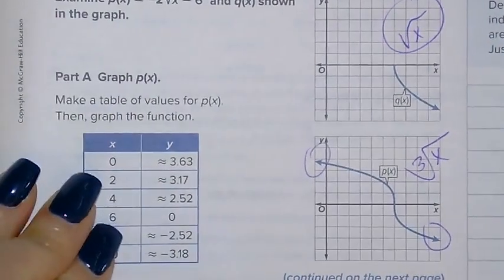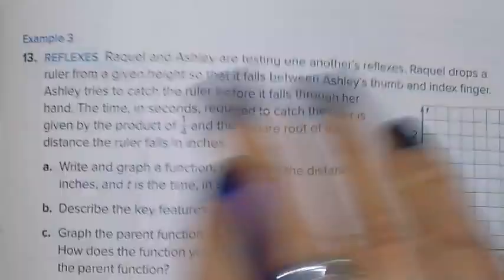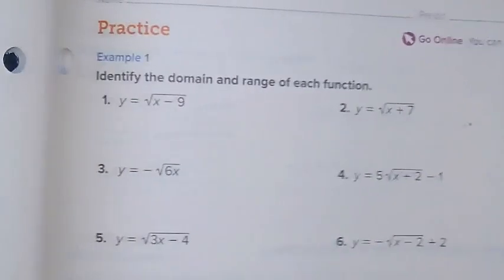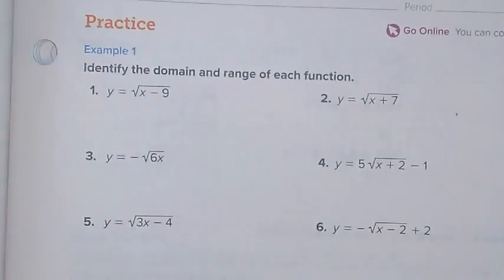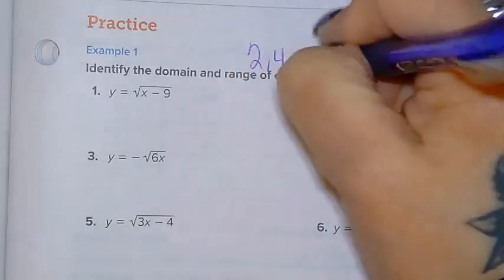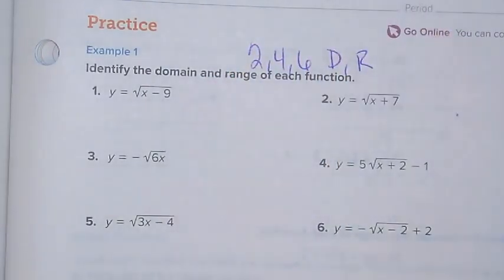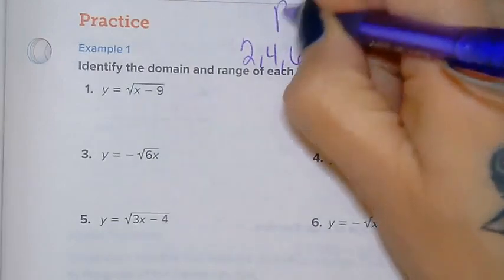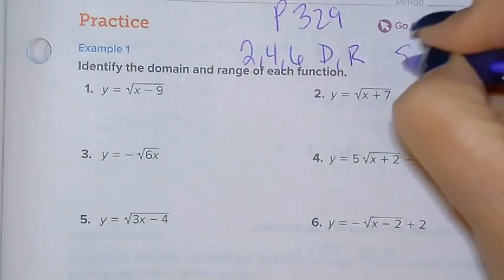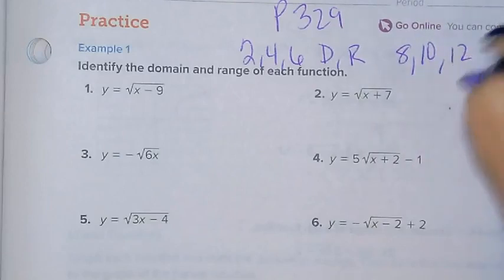I'm not going to go over 328. So here your assignment's pretty short. For 2, 4, 6, I want you to tell me domain and range. This is page 329. And for 8, 10, 12, I want you to graph them, sketch a graph, so you could do that on the same sheet.